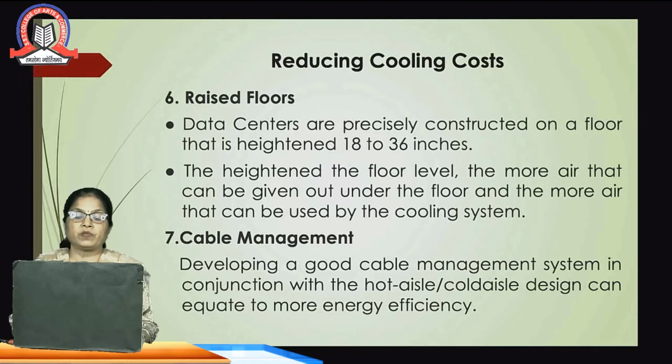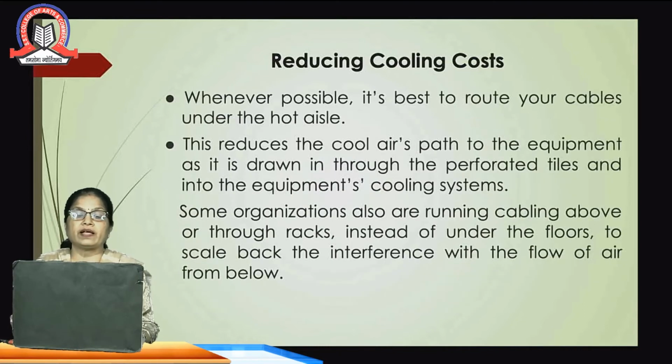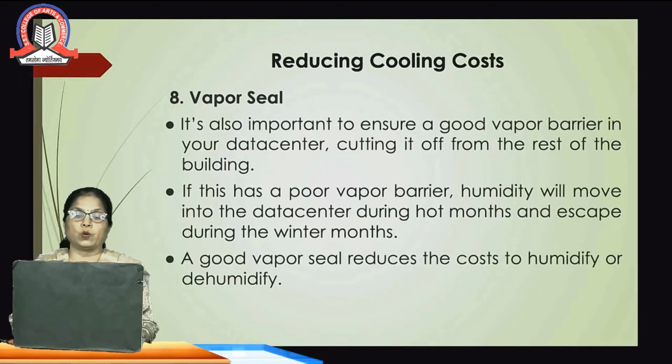Cable management. Developing a good cable management system in conjunction with the hot aisle, cold aisle design can equate to more energy efficiency. Whenever possible, it's best to route our cables under the hot aisle. This reduces the cool air's path to the equipment as it is drawn in through the perforated tiles and into the equipment's cooling systems. Some organizations also are running cabling above or through racks instead of under the floors to scale back the interference with the flow of air from below.